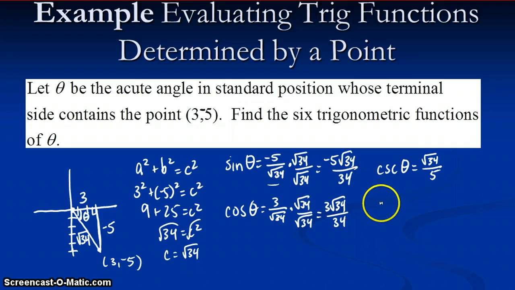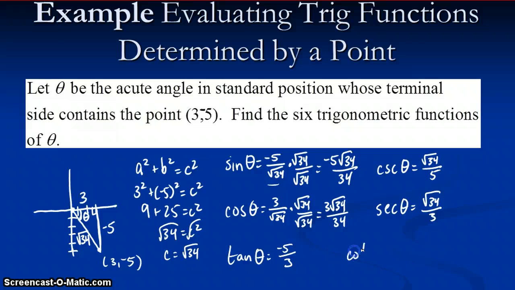The reciprocal function to cosine is secant theta. I go back to the original and take the reciprocal, so it's root 34 over 3. And finally, I find my tangent. Tangent of theta is opposite over adjacent, because it's TOA, so I'd have -5/3. Therefore, cotangent of theta would be -3/5. Take the reciprocal of that. As you can see, once we get the triangle set up, it's very similar to problems we've done in the past. The key is that you will now have some negatives, so you have to figure out the correct quadrant.